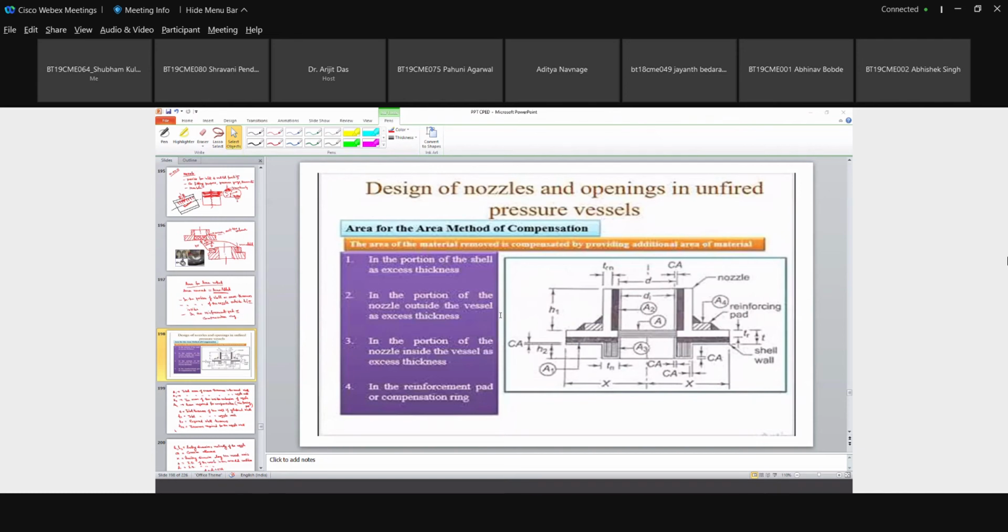Over. Hello. So, sir, is it done? Labeling. Sir, just labeling the diagram. Okay, do it.